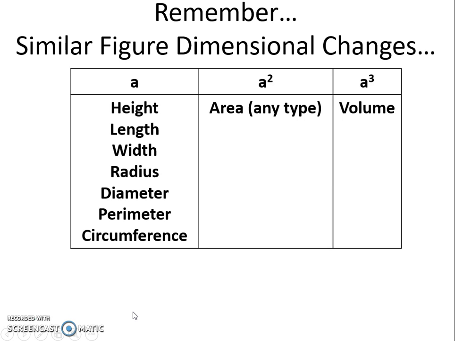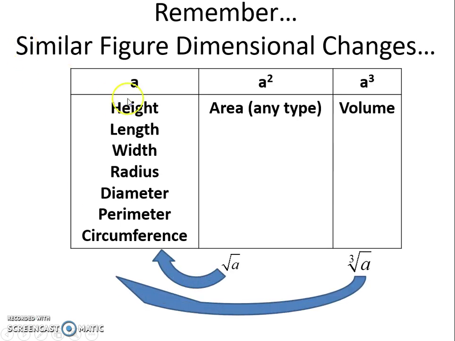Remember, similar figure dimensional changes. Height, length, width, radius, diameter, perimeter, and circumference can be A. The area of any type of figure is A squared. The volume of any type of figure is A to the third.